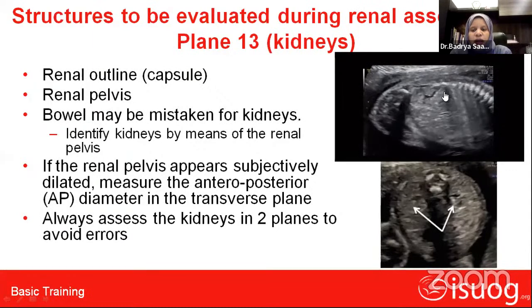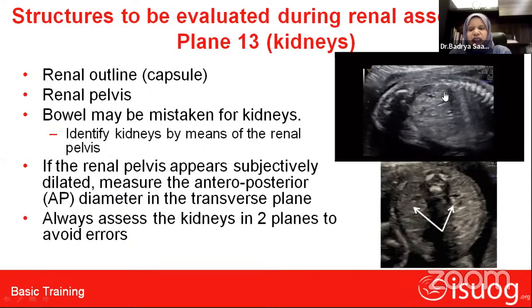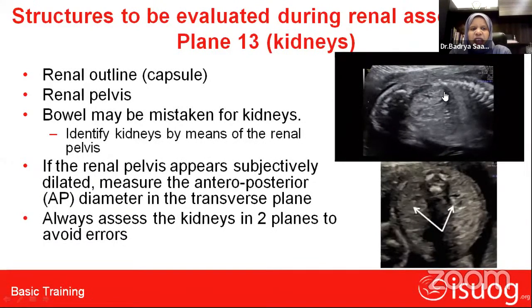After you do some little angulation, you will see one of the kidneys near the spine. And now you are seeing the renal outline. Then you will go and see the pelvis. The area contains some fluid there, the renal pelvis. So you will check whether it is normal or there is any pelvic dilatation. And you can measure it also.